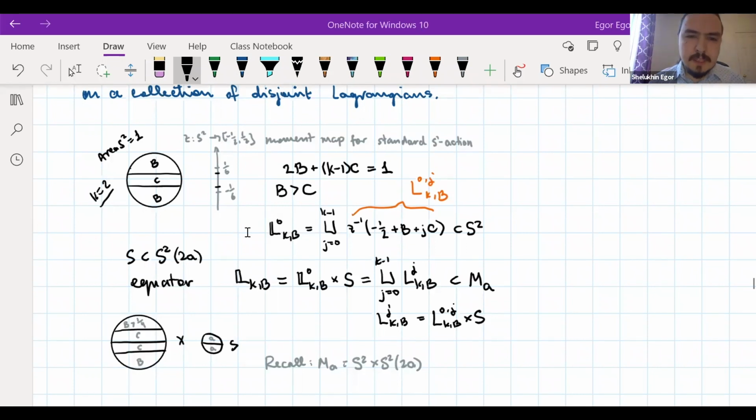In fact, if we work on the sphere, we can even take B equal to C, and then B is equal to C equal to 1 over K plus 1. But for the 4-dimensional case, we really need B bigger than C. And so we suppose it.